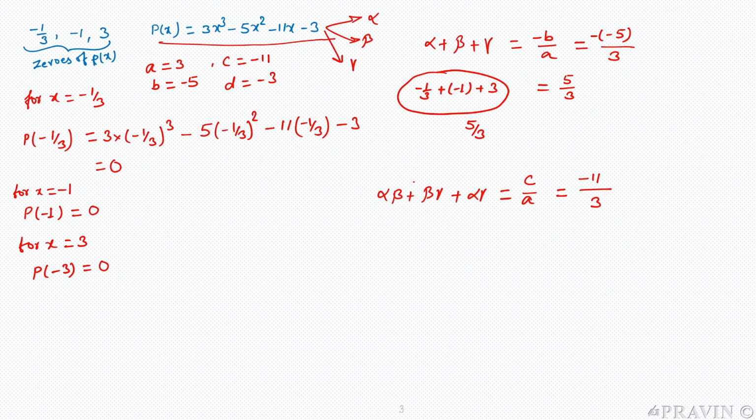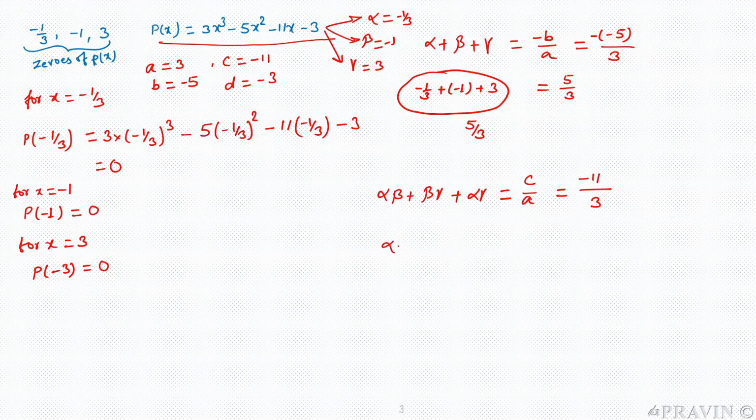One thing you can do here is that you can take alpha equal to minus 1 by 3, beta equal to minus 1 and gamma equal to 3, since alpha, beta, gamma that you have assumed are nothing but the zeros of the given polynomial, and you are already given that minus 1 by 3, minus 1, 3 are the zeros of the given cubic polynomial. Just put the value of alpha, beta and gamma here and you will get that it is coming to be minus 11 by 3.